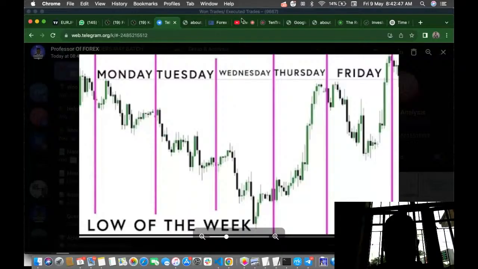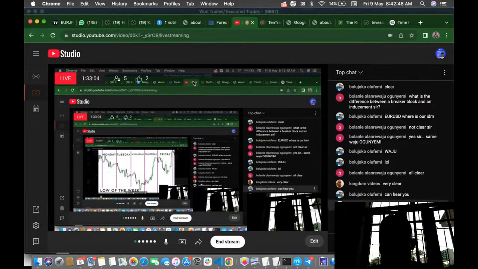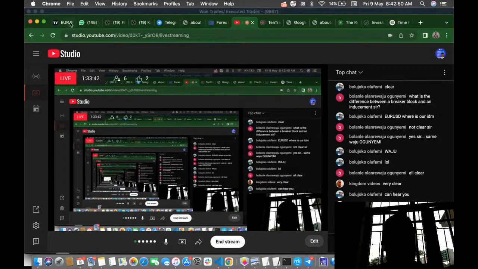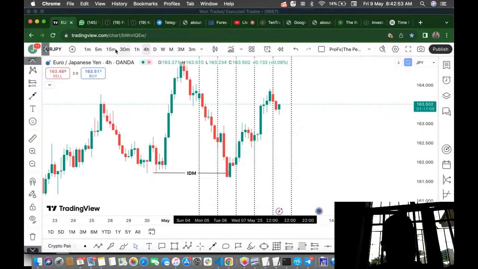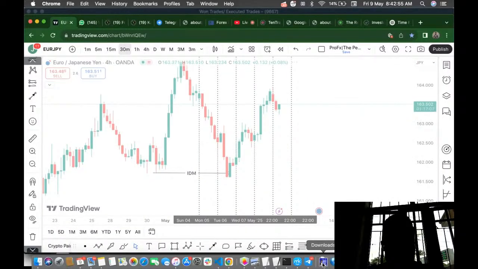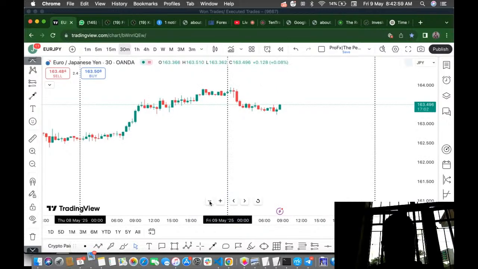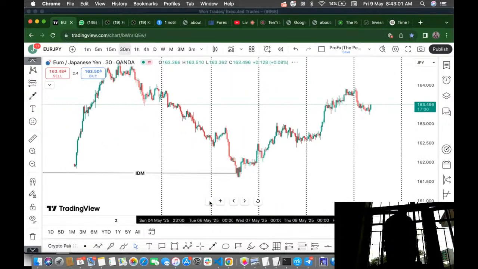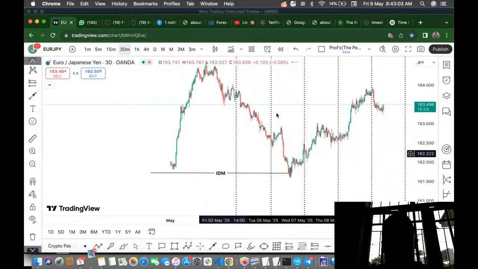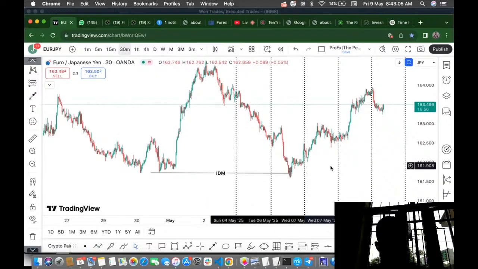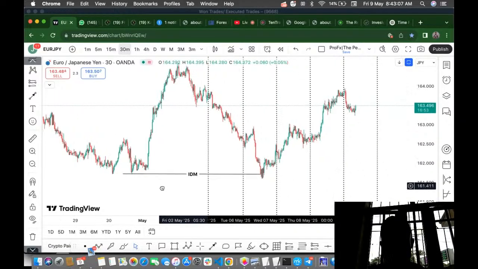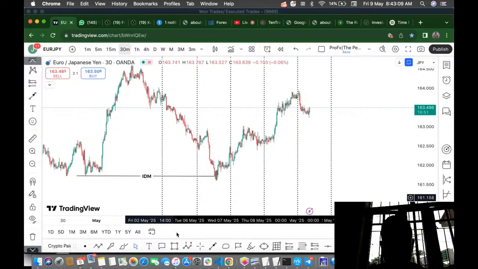Does this look like what's happening currently? Let's go to 30 minutes and see. Monday and Tuesday selling. Look at it. Monday, Tuesday drop. So let's put our Monday high, Monday low. Monday high around here. See.